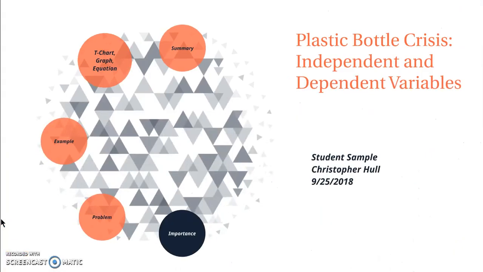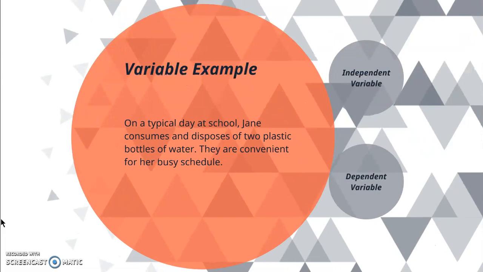Now we come to our example. On a typical day at school, Jane consumes and disposes 2 plastic bottles of water. They are convenient for her busy schedule. Out of this example, we want to identify the independent and dependent variables.